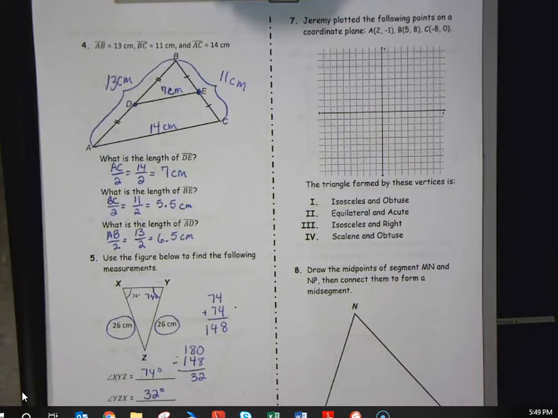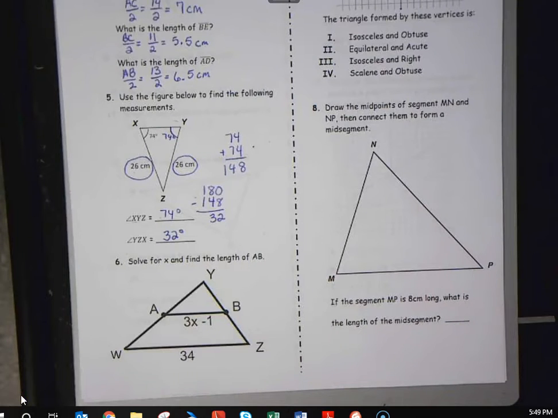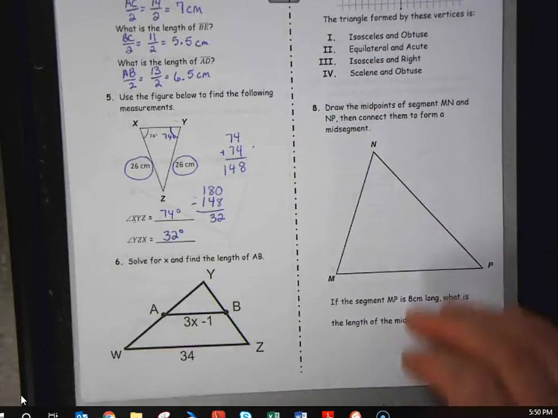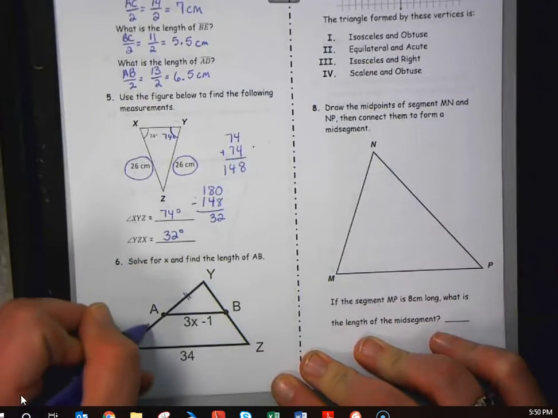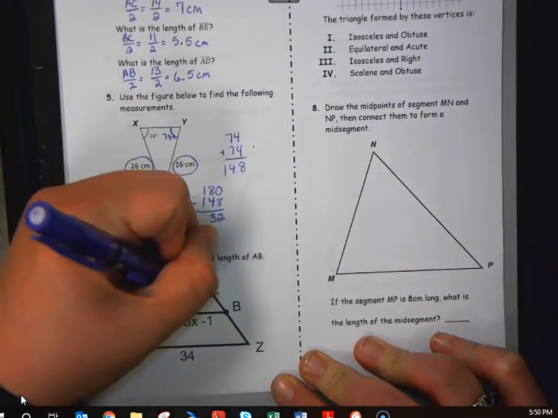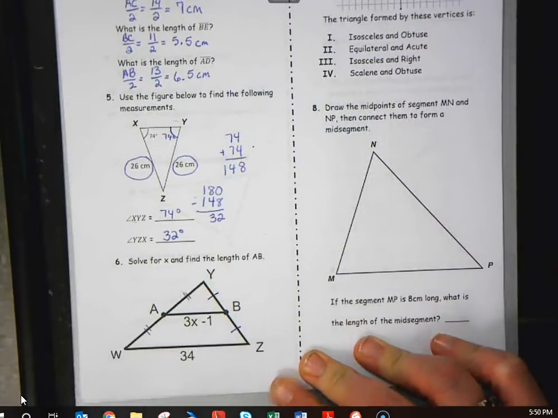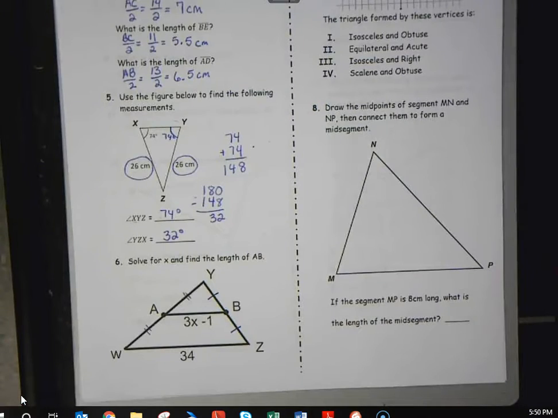So moving right along. All right, number 6, it looks like we forgot to mark some tick marks, but it does look like this was meant to be a midsegment. So in this case, I'm going to go ahead and mark the tick marks, and we're just going to work with it as if it is. Then we're going to solve for x and find the length of AB.